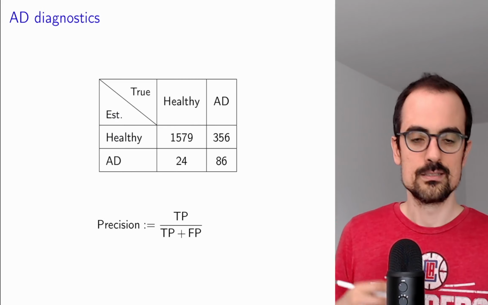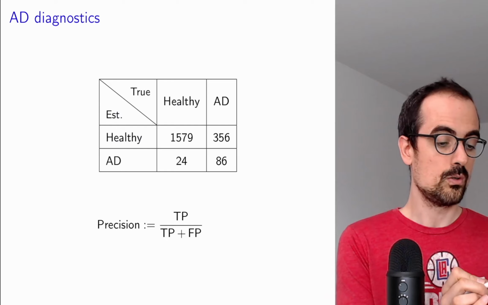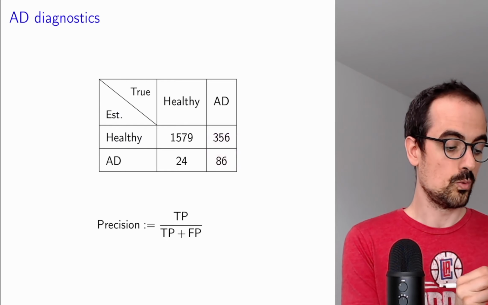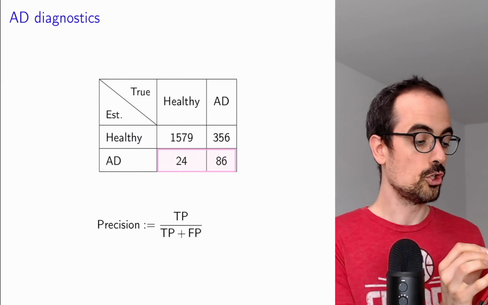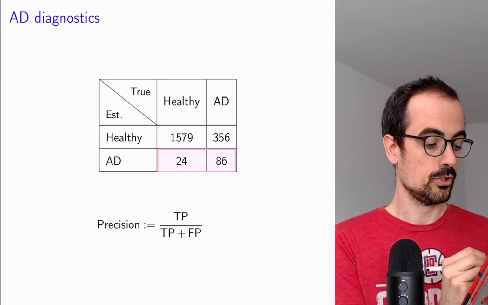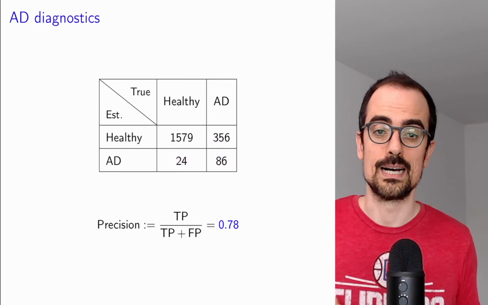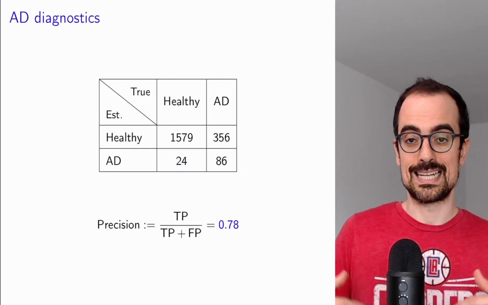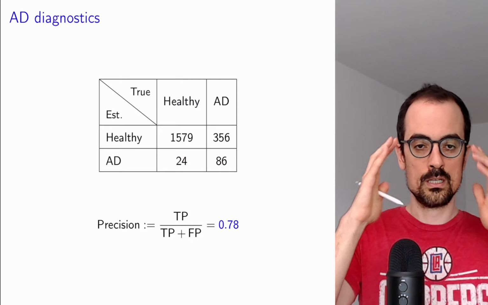Let's take a look at the confusion matrix, because this will make it clearer. Now we're not looking at this anymore. Instead, we're looking at the people that were classified as having Alzheimer's, and among those we want to know how many of them truly had Alzheimer's. And it turns out that the precision here is not bad. It's almost 80%, it's 78%. Among everyone that was classified as Alzheimer's, 78% of them actually have Alzheimer's.